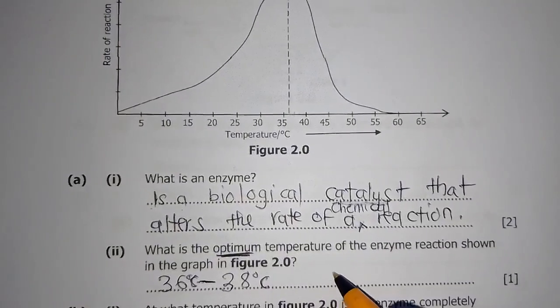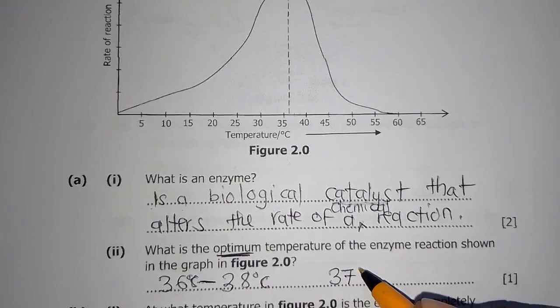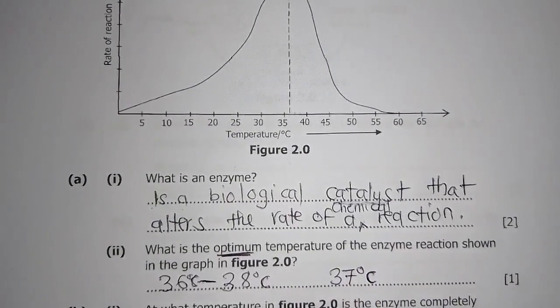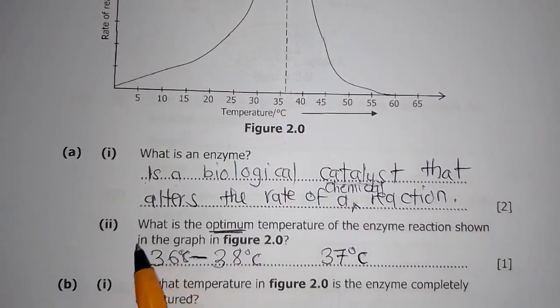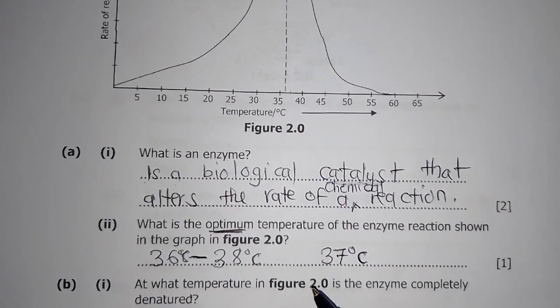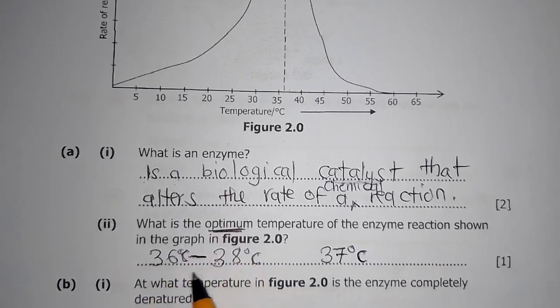So you just say it is what? 37 degrees Celsius. So anything less like 36, they will still mark you. Anything a degree more, 38, they will still mark you. So the answer should be in this range. You cannot tell me that this is 39. No, it can't be 39. So the range should be this one. So all the answers should be in this range. You need to make sure that your answers are in this range. You can get 36, they will still mark you. 37, they will still mark you. 38, they will still mark you.